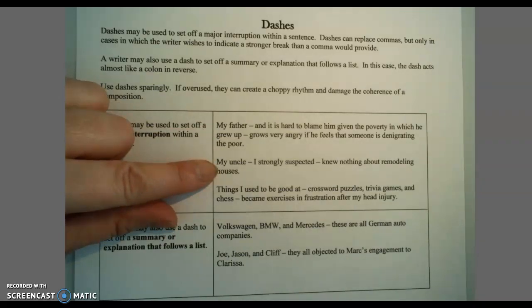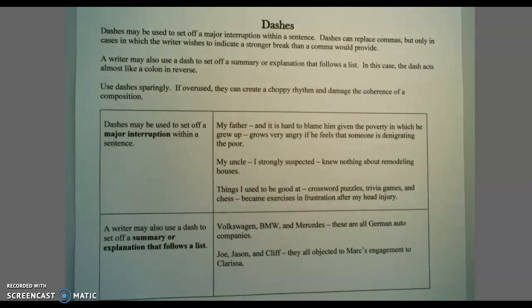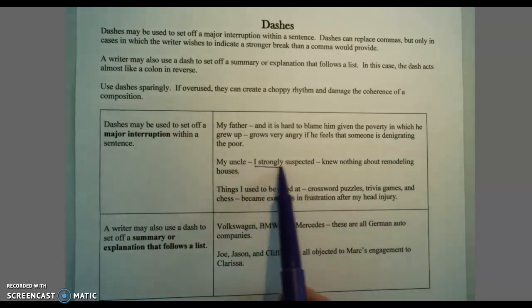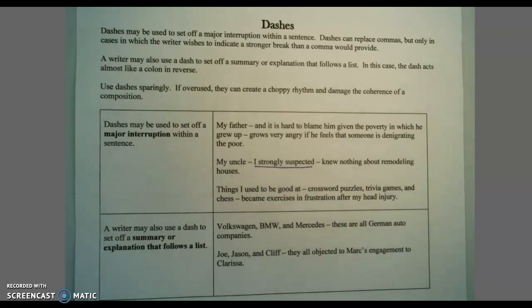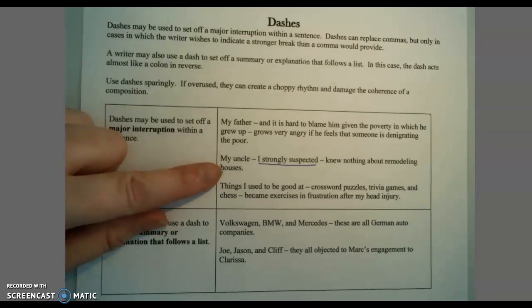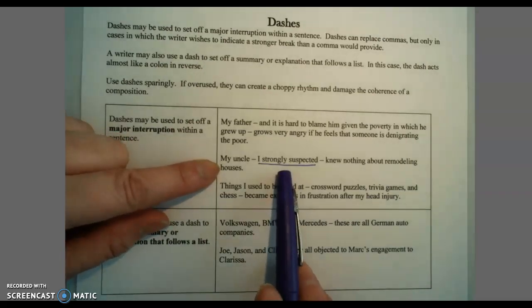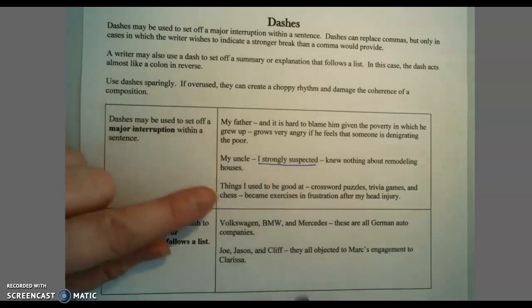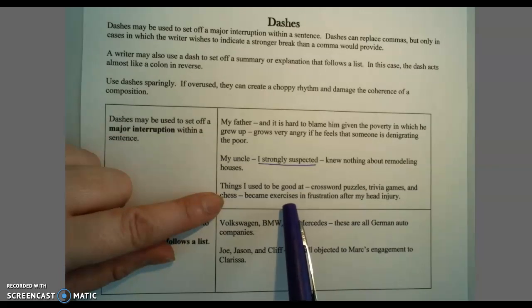My uncle, I strongly suspected, knew nothing about remodeling houses. So even though it doesn't sound like it, that is a complete sentence. I strongly suspected. And it's a complete sentence interrupting another sentence. And it's showing how the sentence, my uncle knew nothing about remodeling houses, is a personal assessment as opposed to point of fact.